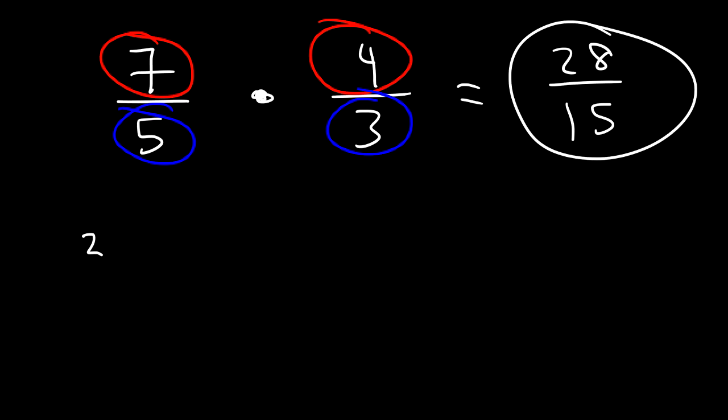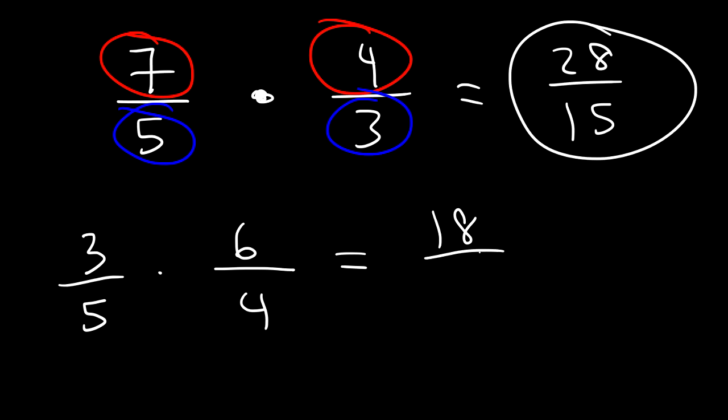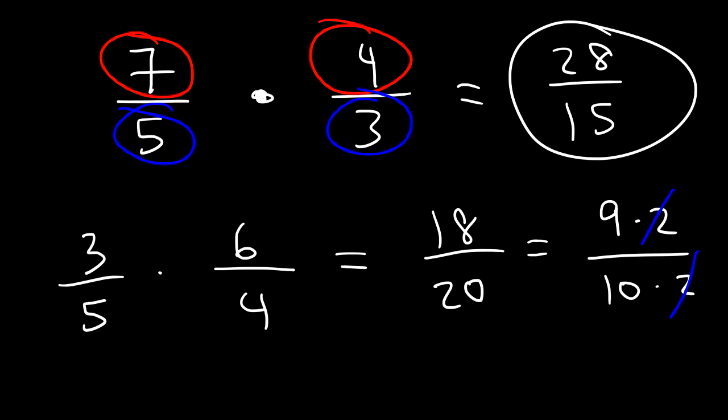So here's another example. 3 over 5 times 6 over 4. 3 times 6 is 18. 5 times 4 is 20. Now sometimes you may need to reduce the fraction, which is what we need to do in this example. 18 is 9 times 2. 20 is 10 times 2. So notice that we could cancel a 2. So the final answer is 9 over 10. So when multiplying two fractions, you could simply multiply across.